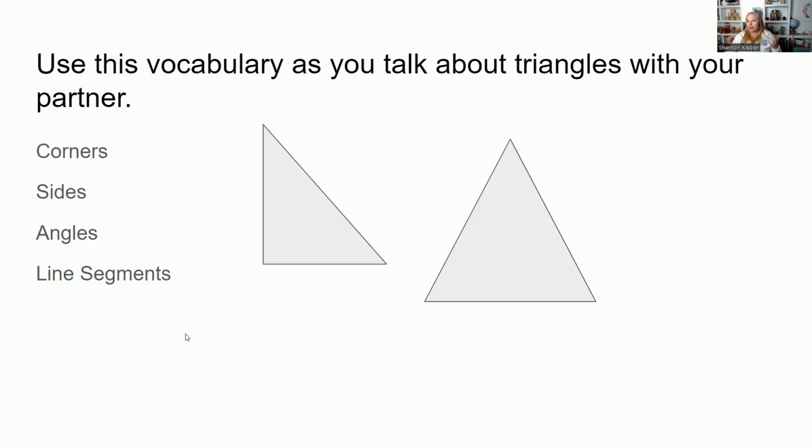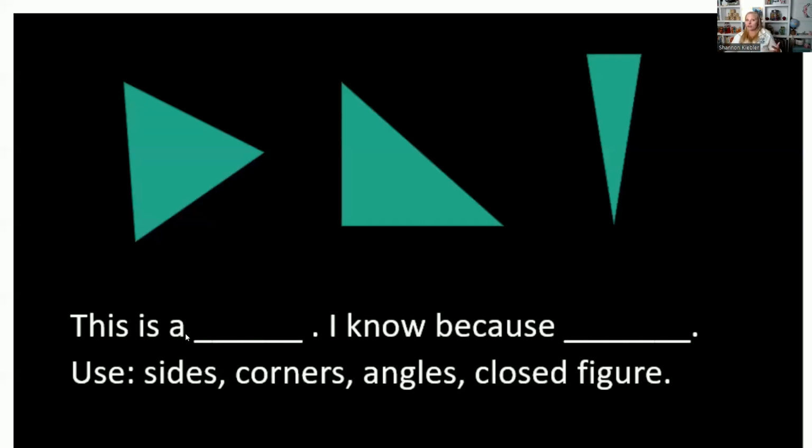Okay, so another example: what is this? Fill in the blank. You can use a sentence frame. I know this is a triangle because... and then you say, by the way, you have to use these words as you fill in that frame with your partner. We're increasing the amount of math talk that's happening in our rooms.